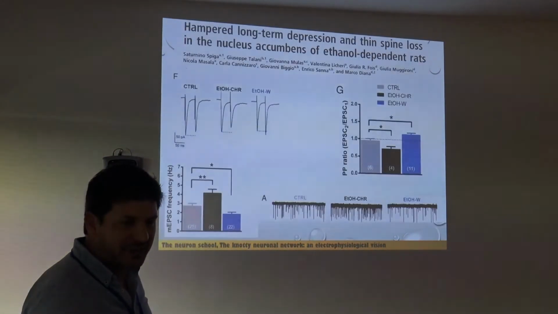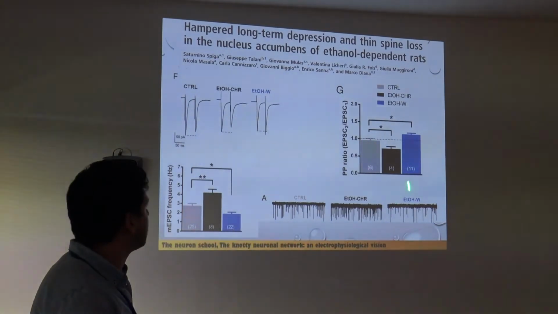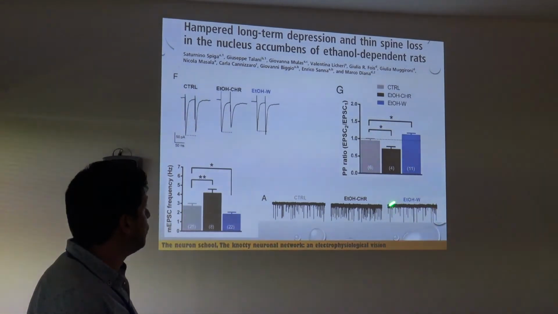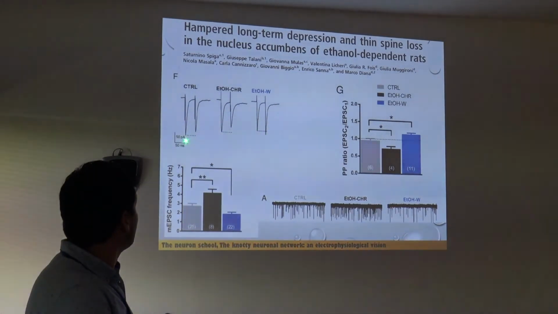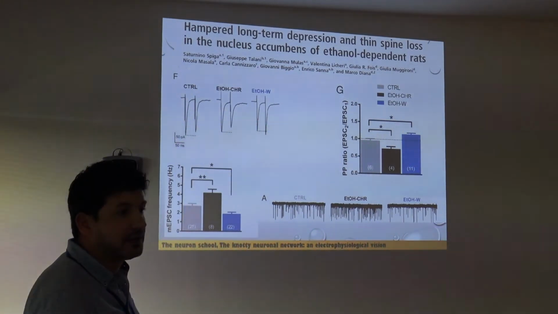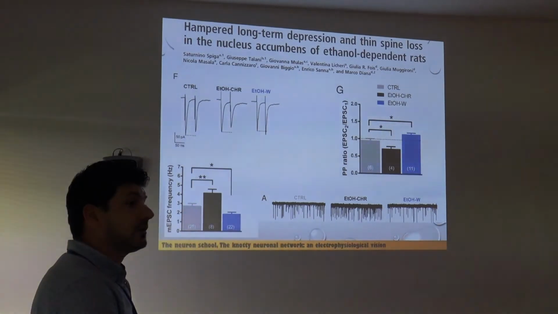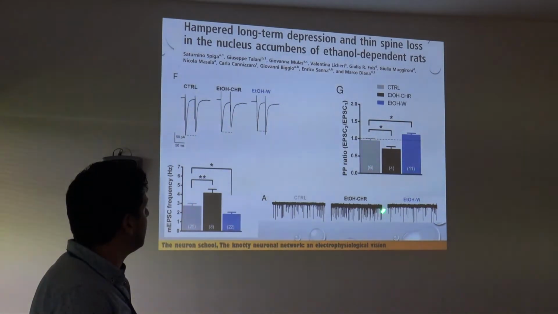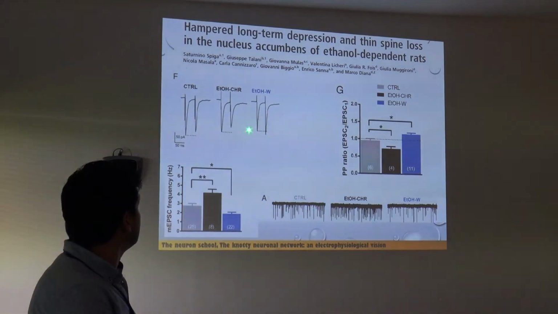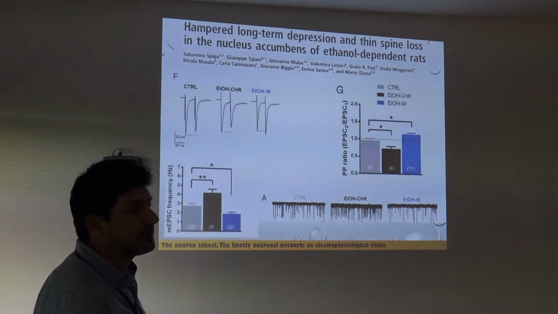Okay, I can just show you that we used this kind of protocol in the same paper that I showed before, to demonstrate that parallel to the decrease in glutamate release in ethanol withdrawn animals, you can see a change from high probability to low probability of neurotransmitter release. So we used the paired-pulse protocol to demonstrate that, at low frequency in the ethanol withdrawn animals with respect to the control, you can see the transformation from high probability to low probability of neurotransmitter release.